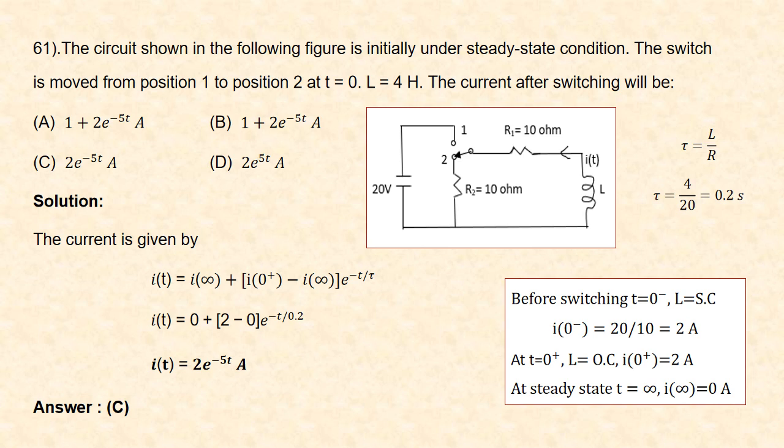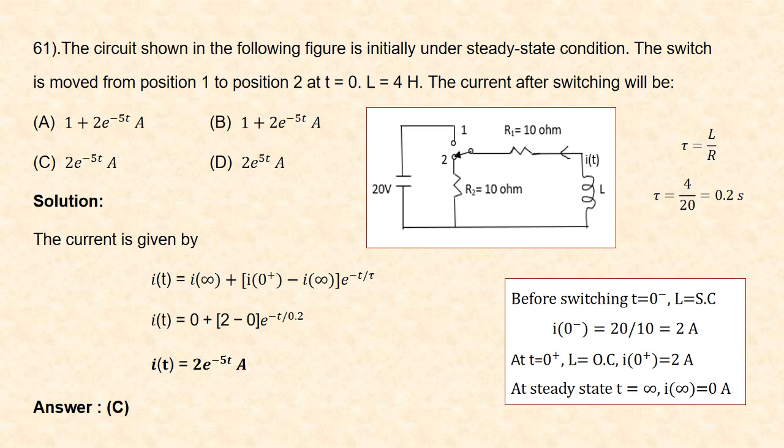The inductance value is 4 Henry. The current after switching will be: option A, 1 plus 2 into e to the power minus 5t amps. Option B, 1 plus 2 into e to the power minus 5t amps. Option C, 2 into e to the power minus 5t amps. Option D, 2 into e to the power 5t amps.